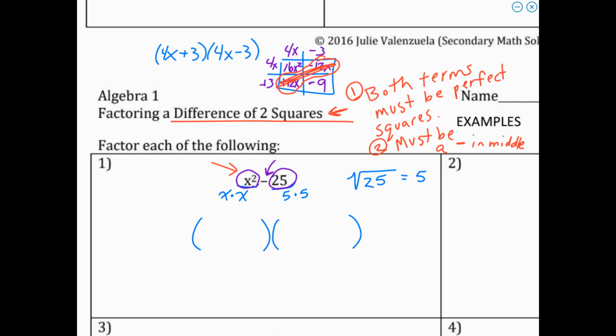So the square root of my first term is x, so I'm going to split those x's up, one in each parentheses. The square root of 25 is 5, or 5 times 5, so I'm going to split them up, one in each parentheses. And then I have to make sure that I have a positive and a negative so that the middle term will cancel out, and I'm done.